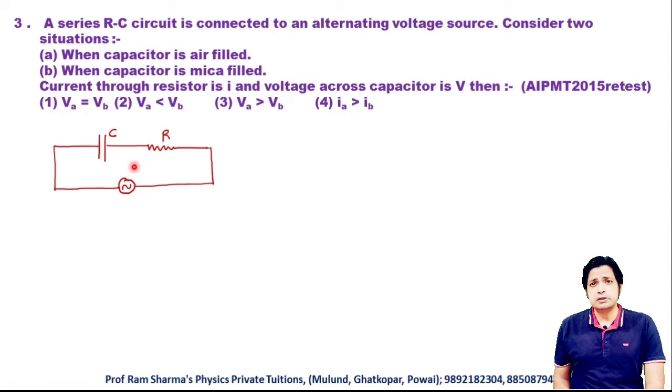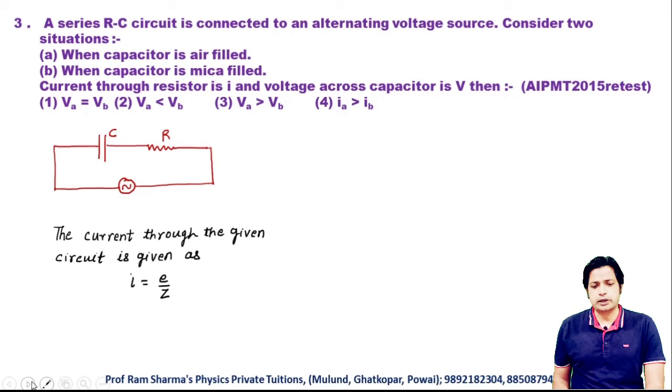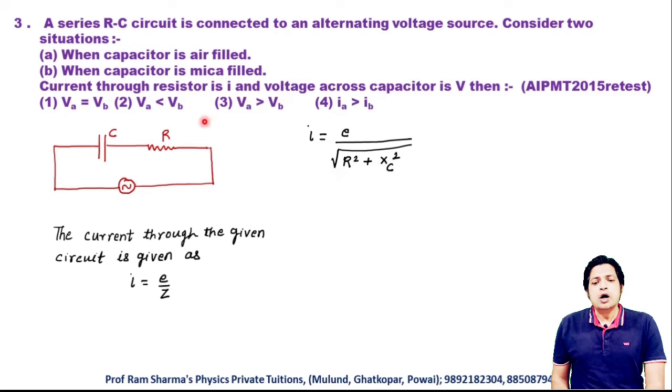Current is equal to E by Z, and here Z will be equal to root of R square plus Xc square. So in place of Z I can write root of R square plus Xc square. Now when you introduce mica, the capacitance will increase by k times. We know that when we introduce a dielectric with dielectric constant k, the capacitance will increase by k times. So this is what will happen.